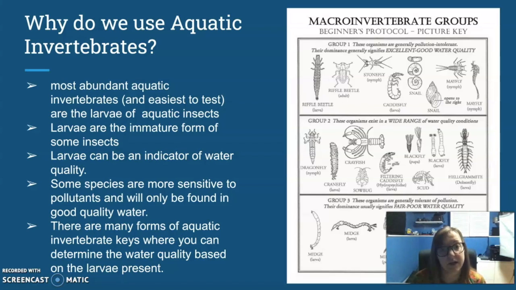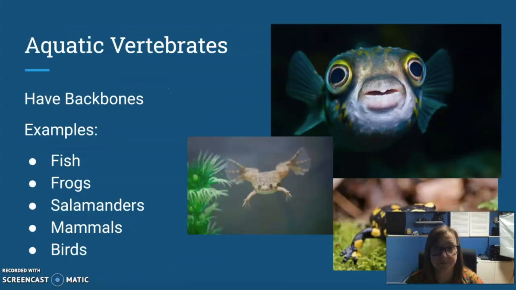So they'll live whether there's good, fair, or poor water quality. So when you're looking at a water sample, and if you have a midge larvae, it doesn't actually tell you whether it's poor quality, moderate quality, or excellent quality water, because it could live in any of them. Whereas if you find a mayfly nymph, it has to be excellent or good water quality. It cannot survive in fair or poor water quality. That's how we use those.